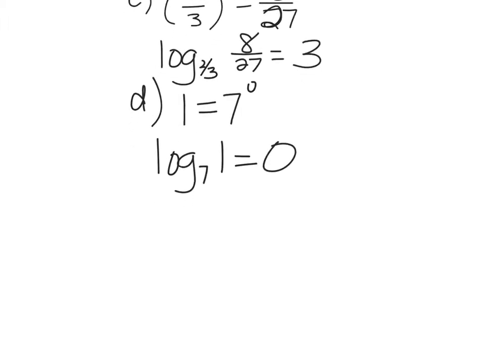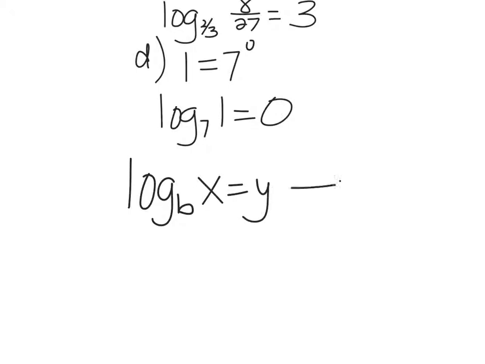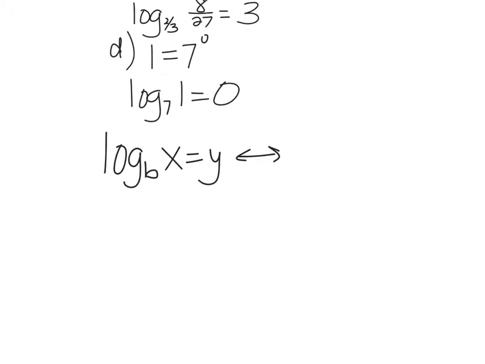Okay? All right. What if you wrote 7, 0 equals 1? That would be wrong. Okay. So I'll show you. You have to write log base B of X equals Y. And that will say this: B to the Y equals X. So you have to have them in that right order. Okay? So the base goes to the base. The Y is the exponent. That's your answer.